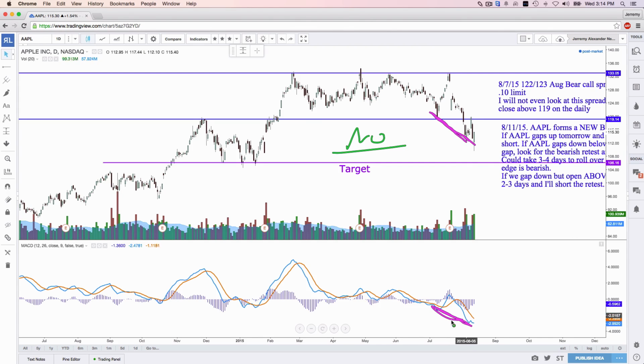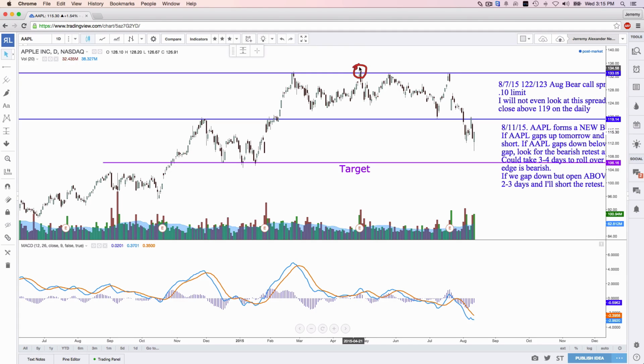The stock made a lower low. MACD made a lower low. All right, everything looks fine. I'm kind of bearish on Apple at the moment, and whatever kind of pullbacks it gives us, I'm going to be looking to short, and my ultimate target is 106.16. But here's what's really cool.